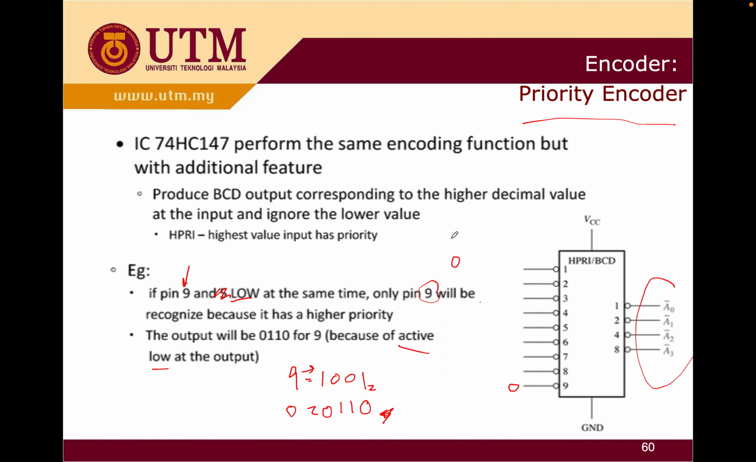Please make sure you carefully look into what type of encoder, or maybe the decoder also applies, because all the bubbles will determine whether it is active low or active high. Active low, active high is not new for you, right? So you need to take note of this.